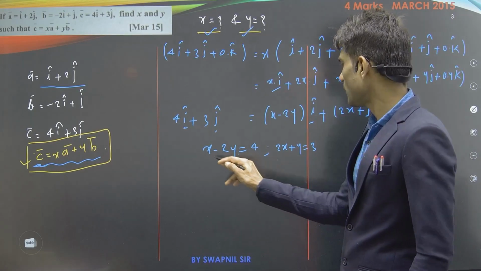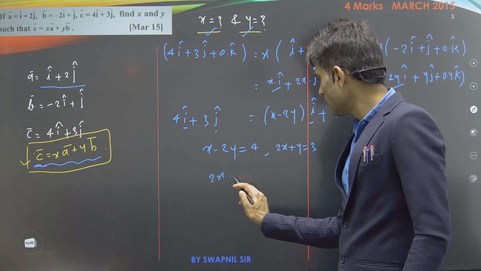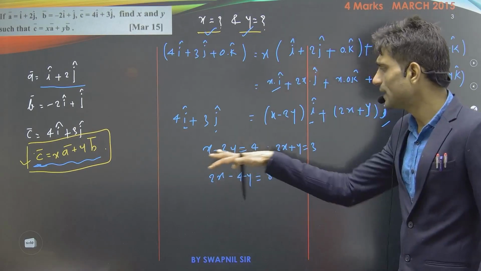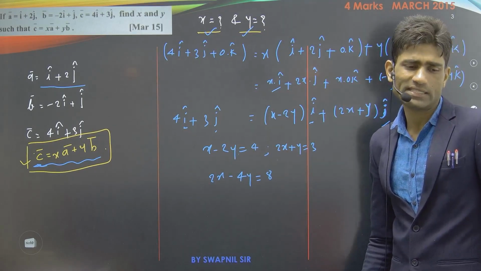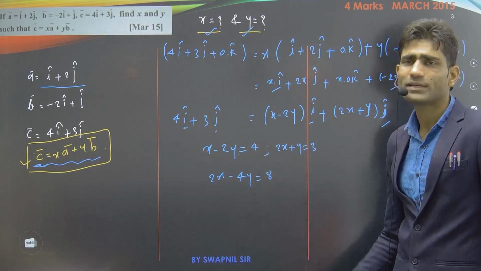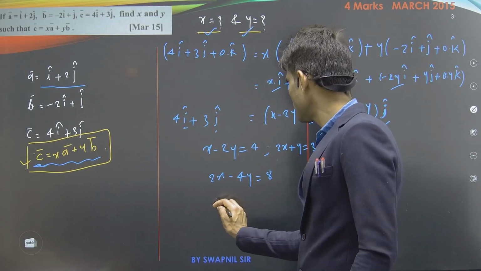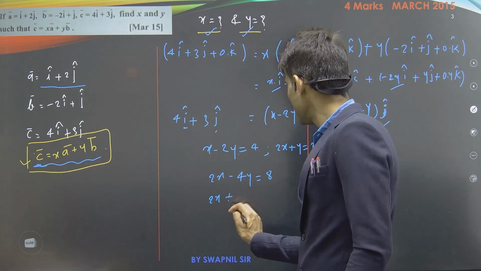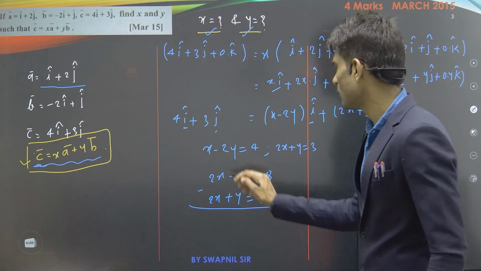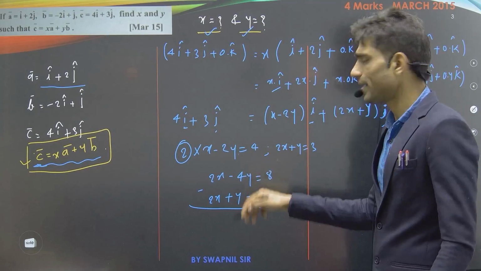So what we do is multiply 2 to the first equation, so we get 2x minus 4y equal to 8. Why have I multiplied? Because we want the variable in the second equation and the first equation to be the same. Then we can get the answer. So let's write the next equation, 2x plus y equal to 3, and subtract both of them.